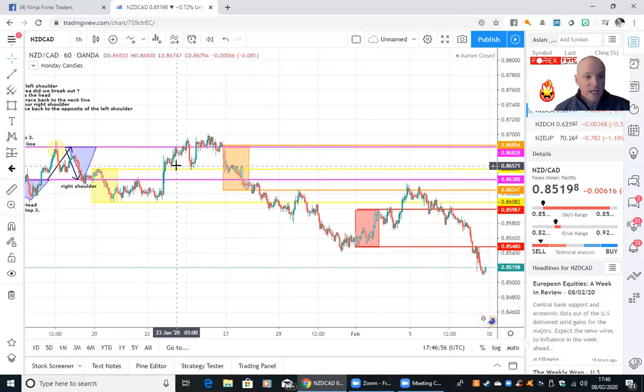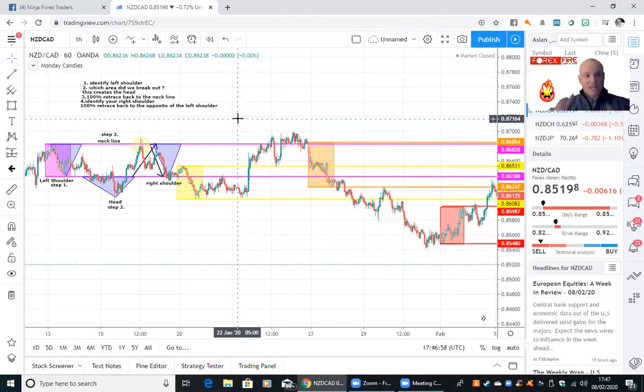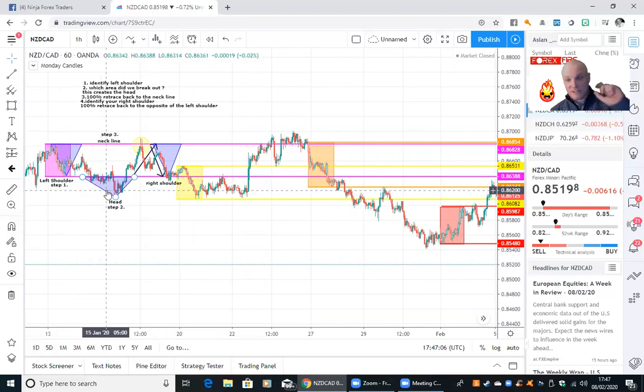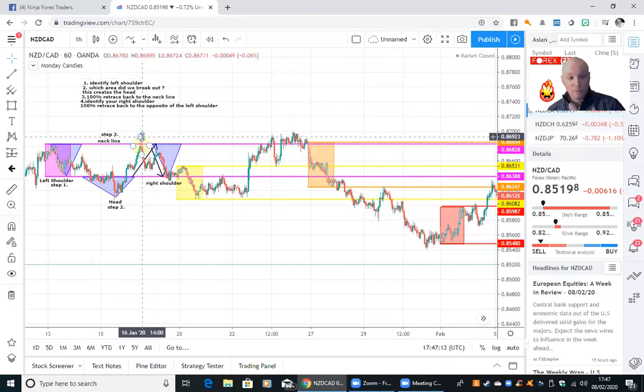So we had the 100% retrace, so identify the left shoulder, tick. Okay. Where did we have the breakout? The bottom. Create that triangle head. So that's your left shoulder, your head. Did we have the 100% retrace to the neckline? Yes, we did. That's number 3.